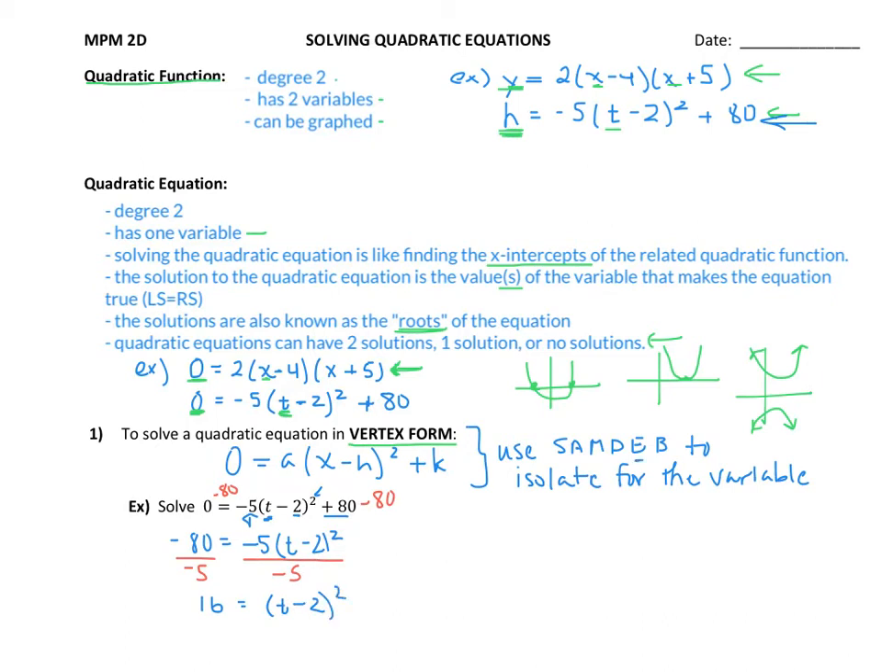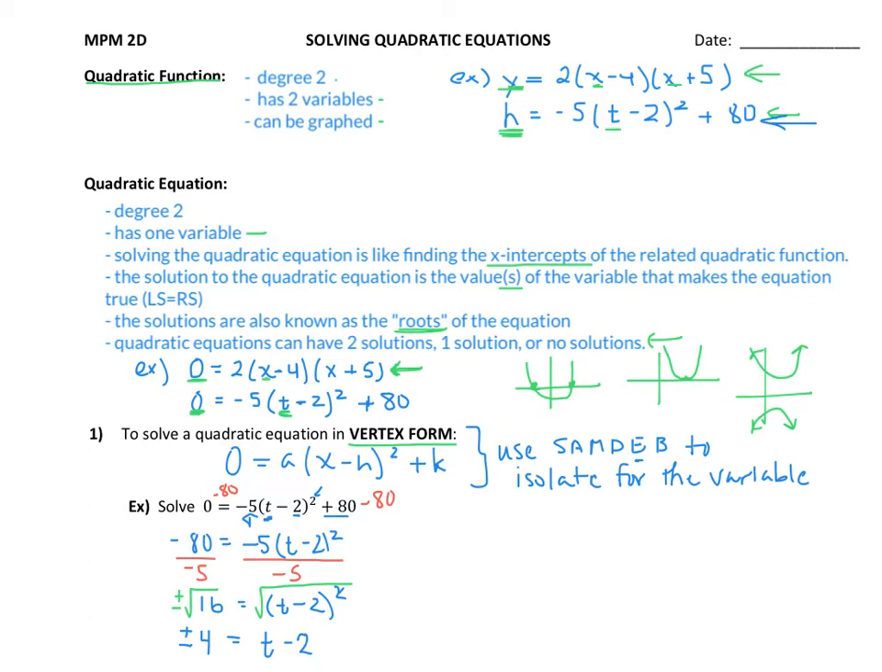Next, I'm going to undo the exponent. The opposite of an exponent 2 is a square root. And when I square root, there's always two answers. There's a positive answer and a negative answer. So if I square root 16, I'm going to get 4. So I have positive 4 or negative 4 being equal to t take away 2, because the square root now has undone that exponent of 2 there.